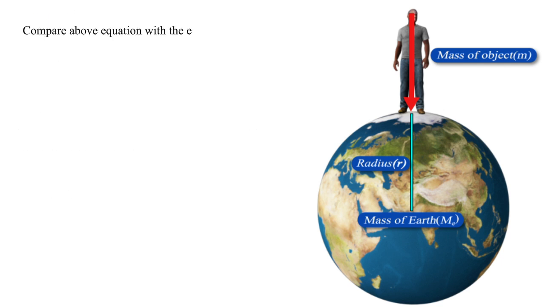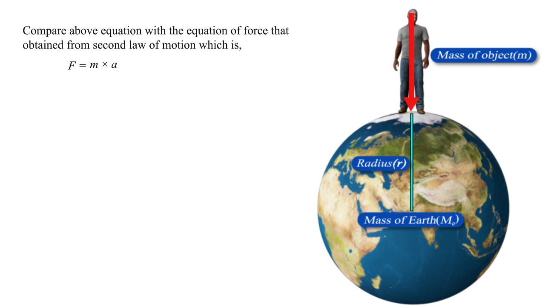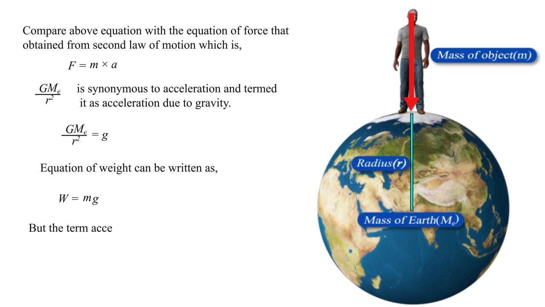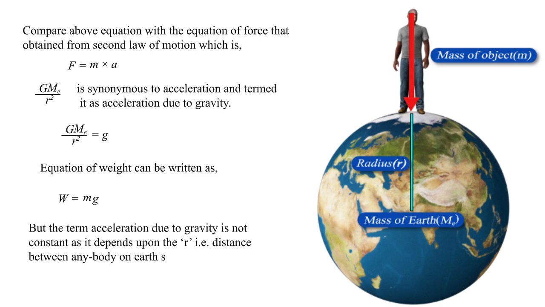Compare the above equation with the equation of force obtained from the second law of motion, which is force F is equal to mass m into acceleration a. By comparison, we can say that the term G into me divided by r square is synonymous with acceleration and is termed acceleration due to gravity. So we can write G into me divided by r square is equal to g. The equation of weight can be written as W is equal to m into g. But the term acceleration due to gravity is not constant, as it depends upon r, that is the distance of any body on Earth's surface from the center of the Earth, which may vary.